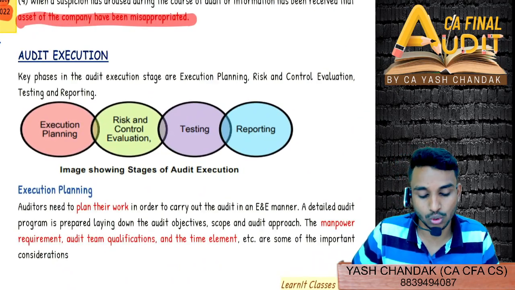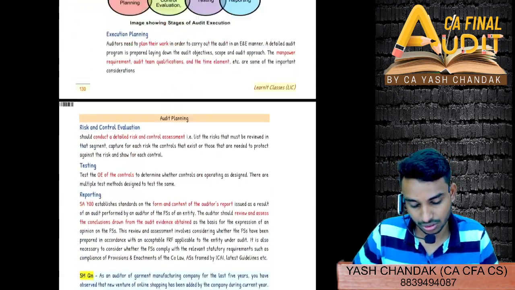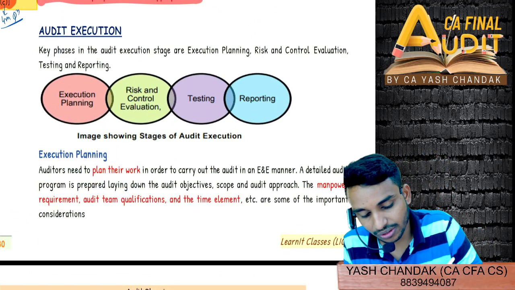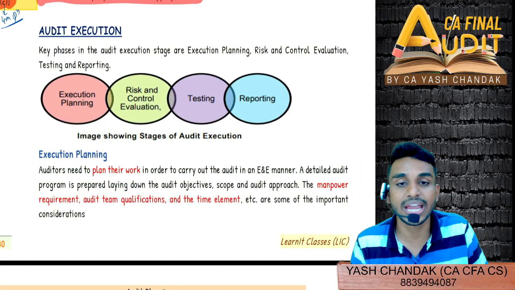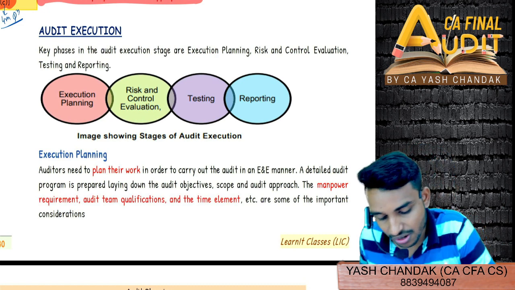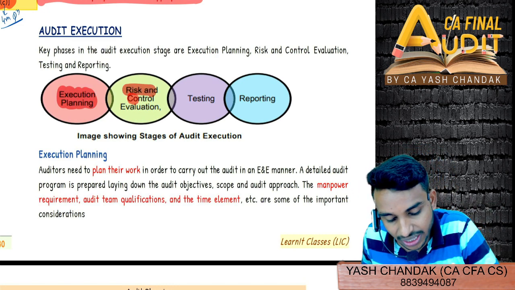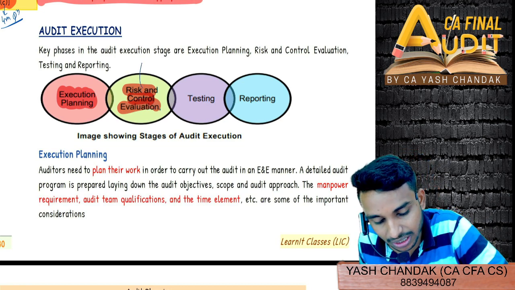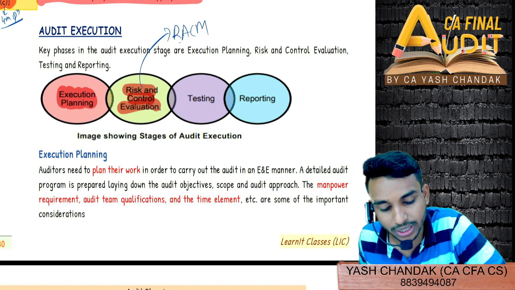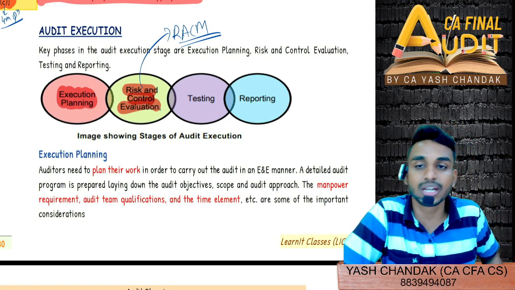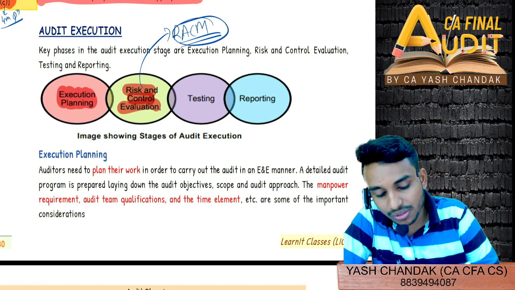Now comes audit execution. So here we have divided the execution phase into 4 stages. First is execution planning. How are you actually going to execute? Then risk and control evaluation. For this we prepare RECOM. I told you earlier also, in L&T we used to prepare the risk assessment control matrix. I'll tell you about this in detail.